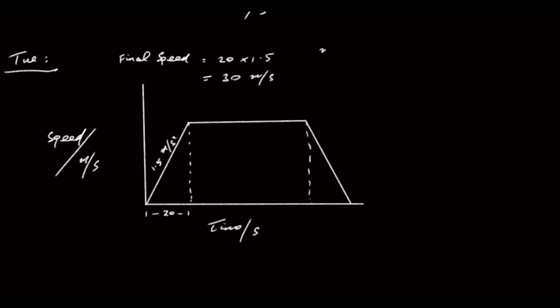Because really we have meters per second squared, and we're multiplying that by seconds, so that's meters seconds over second squared, which is meters per second, which is speed. Okay, so in other words, this here is going to be 30.